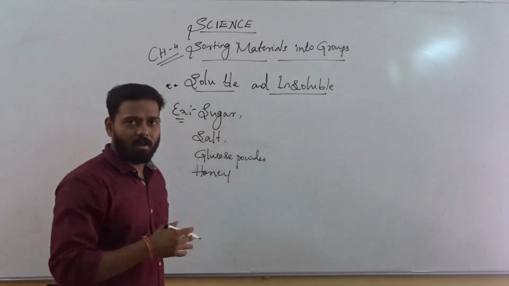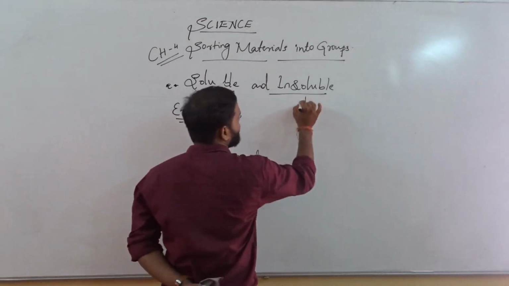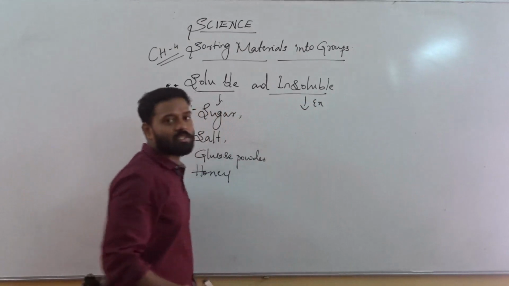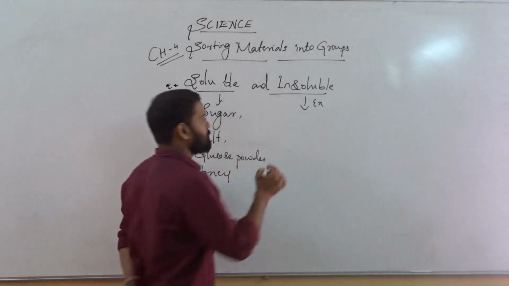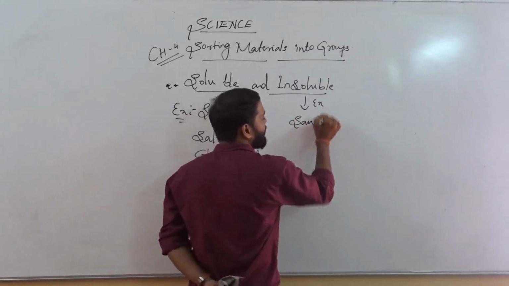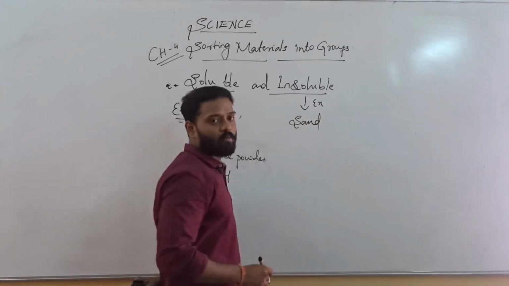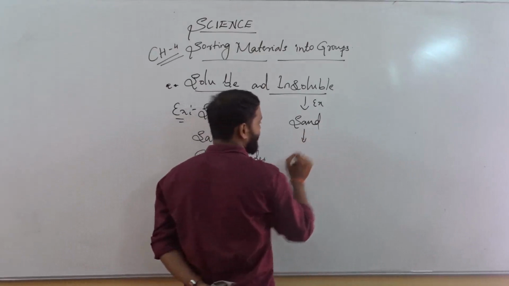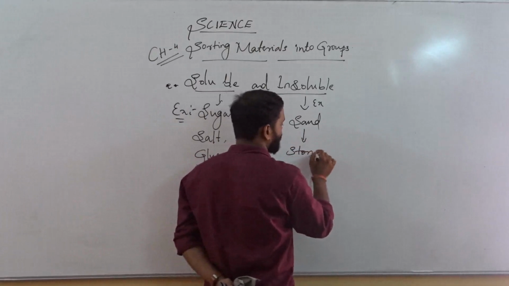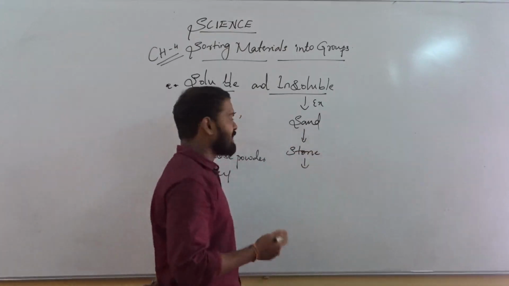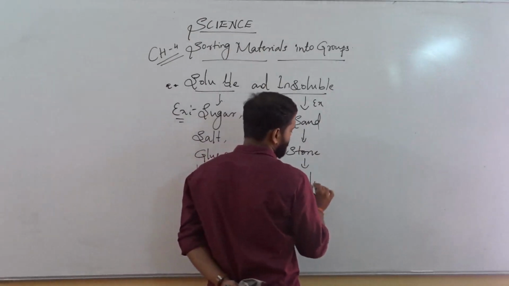So you can give a number of examples for soluble substances, and in the same way you can give some examples of insoluble substances. Insoluble means a huge number of insoluble substances. You can give the example of sand. Sand will never disappear in water. Yes, so it is insoluble in water. Okay. Next, you can give stones. Then the next example you can give is a chalk piece.